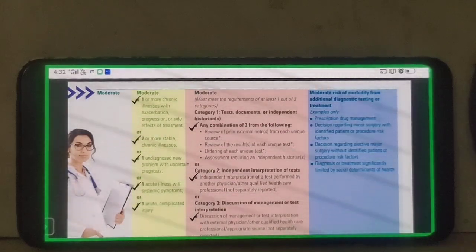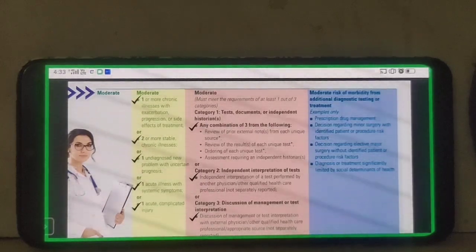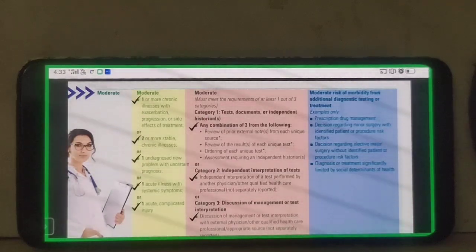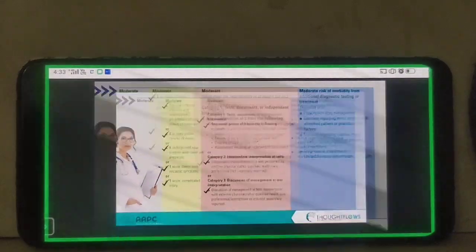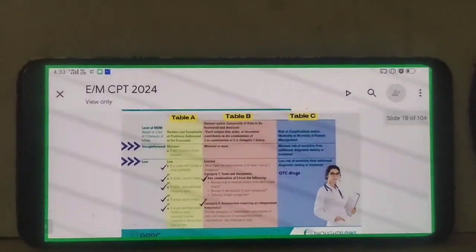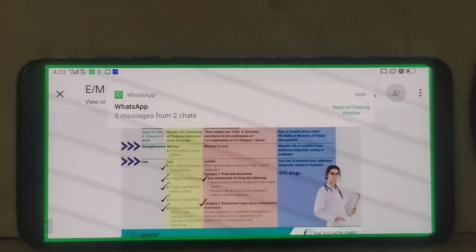Actually, moderate. In moderate, which one is satisfied? Category 1. Stable chronic illness, 2 or more. Category 1 is not satisfied, because for category 1 we need 3 points, but I gave only 2 points. Review of the previous blood and urine test. So that is satisfied in the table of low MDM. Am I right?